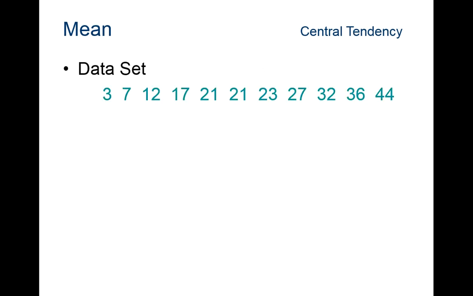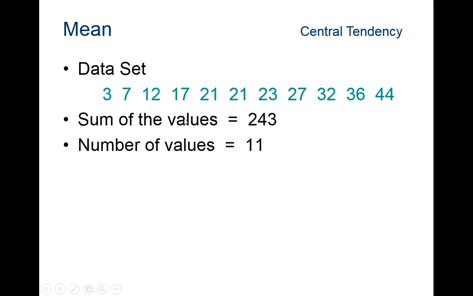Let's look at this data set. We have 3, 7, 12, 17, 21, 21, 23, 27, 32, 36, and 44. Let's say this is rainfall data for the 12 months, or 11 months. So the sum of the values, we're going to add them all up using our calculator. We get 243, and then when I count, there are 11 values, so we're missing 1 month out of the year.